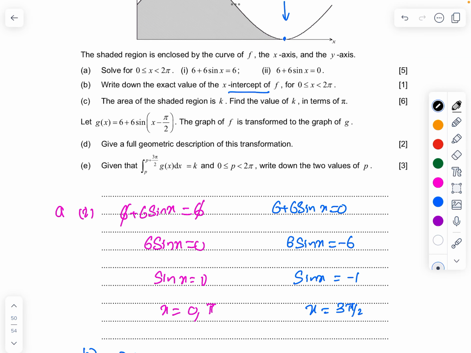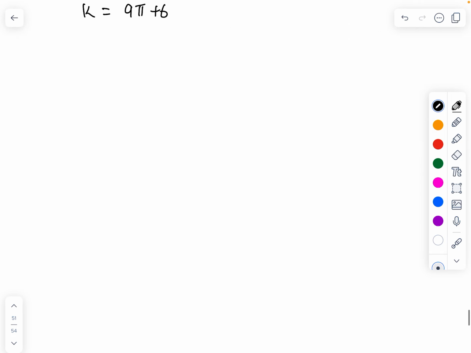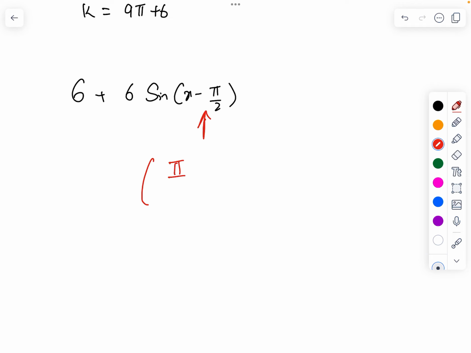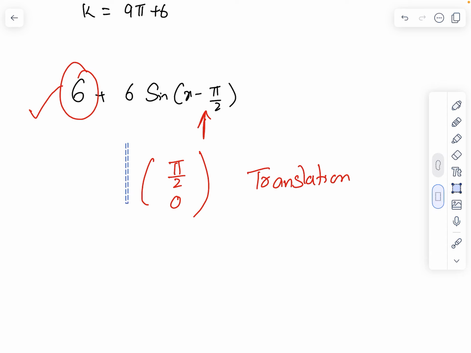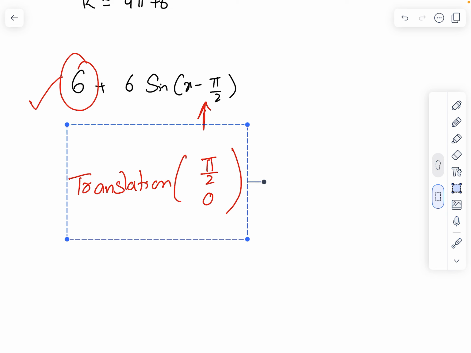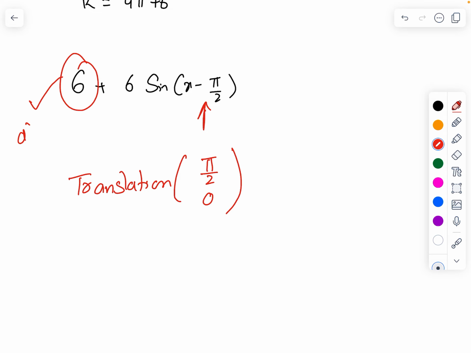Next, give the full geometric transformation description of this transformation. What is that? g of x equals 6 plus 6 sine of x minus pi by 2. So it's moving minus pi by 2. Minus pi by 2 means plus pi by 2 on the x-axis. And on the y-axis it is not moving because it is the same. So pi by 2 comma 0, and this is called a translation. Translation by this vector pi by 2 and 0. This should be the answer. You should take the opposite symbol. Minus pi by 2 means plus pi by 2. That is for part D.